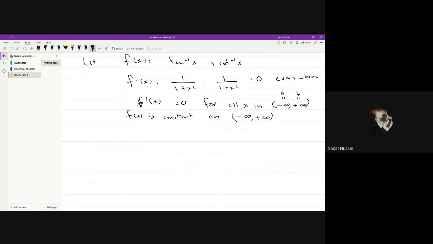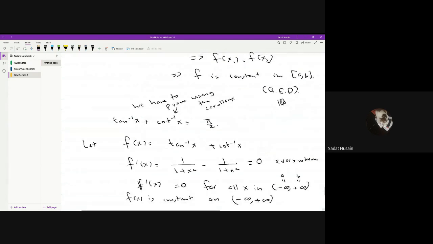So we have seen that tan inverse x plus cot inverse x is constant on minus infinity to plus infinity. It's constant on this interval. But we have to prove that this is equal to pi over 2. We have proved that it's constant, but we have to prove that it is equal to pi over 2.